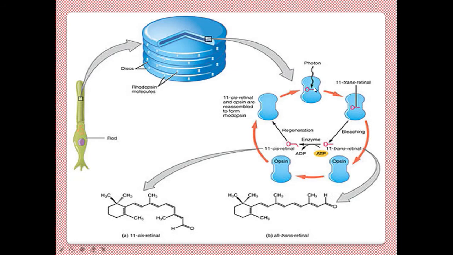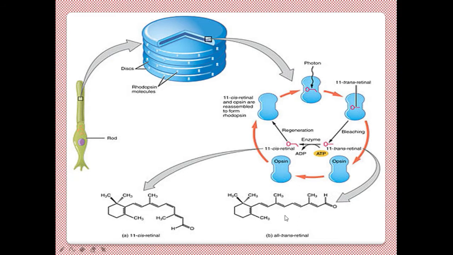When a photon of light falls on this rhodopsin, bleaching happens. It is called the bleaching process. When bleaching happens, the pigment is cleaved into the protein portion, opsin, and the non-protein portion, 11-trans retinal. The protein portion remains there as opsin.